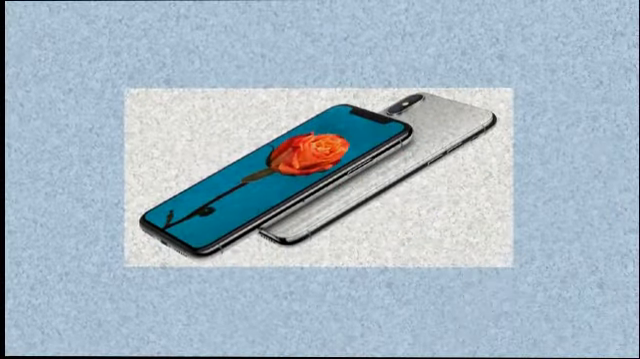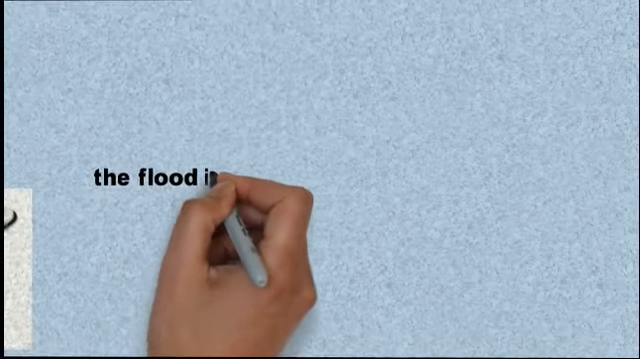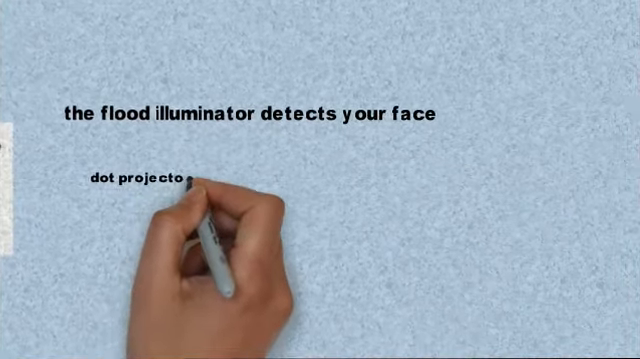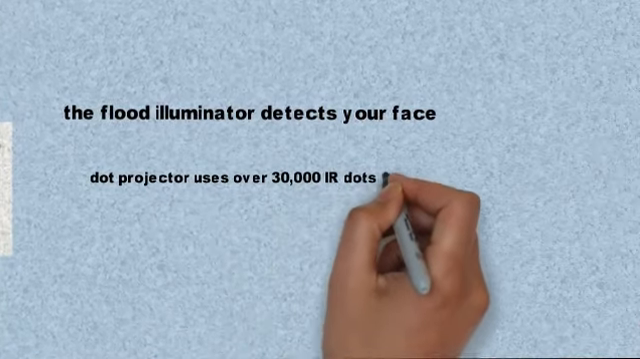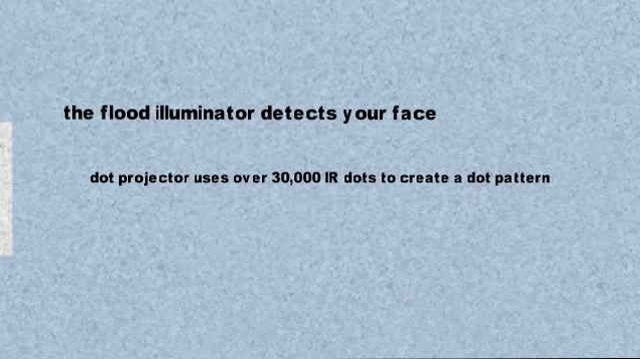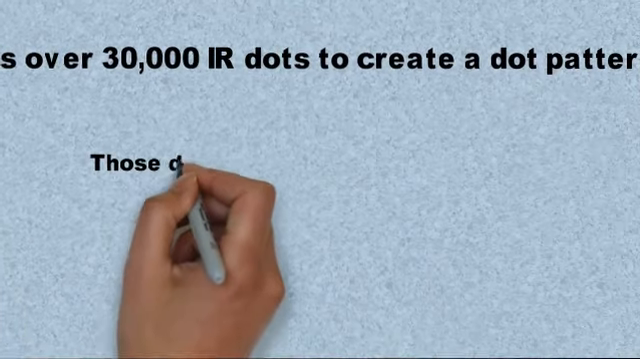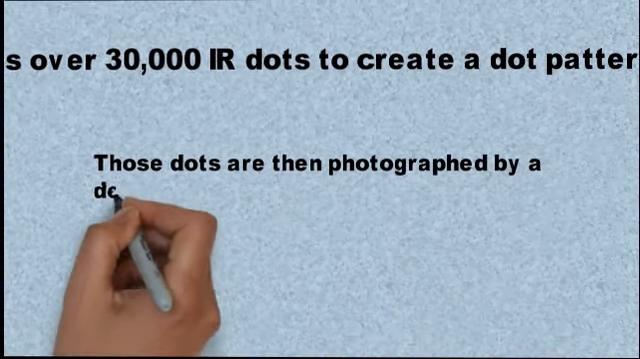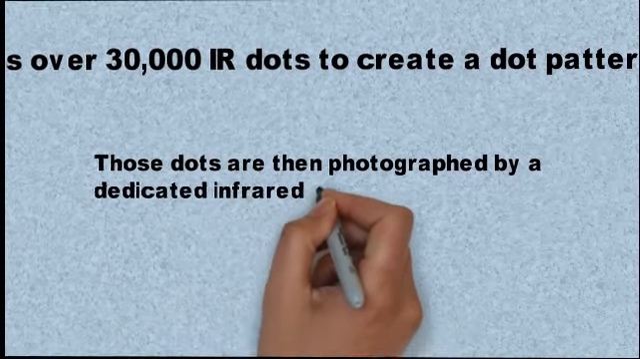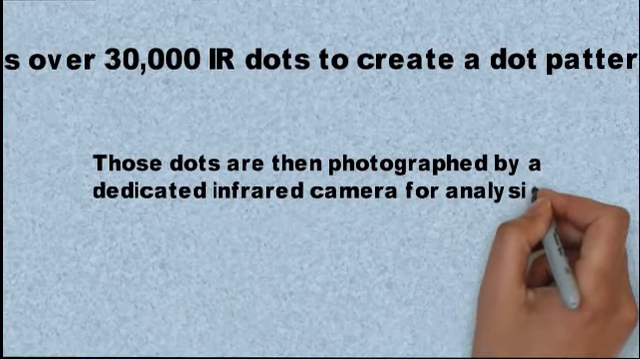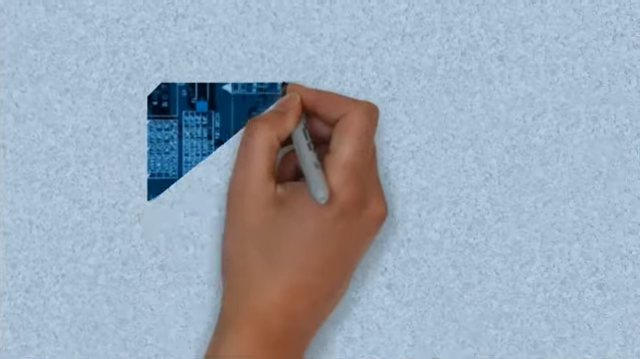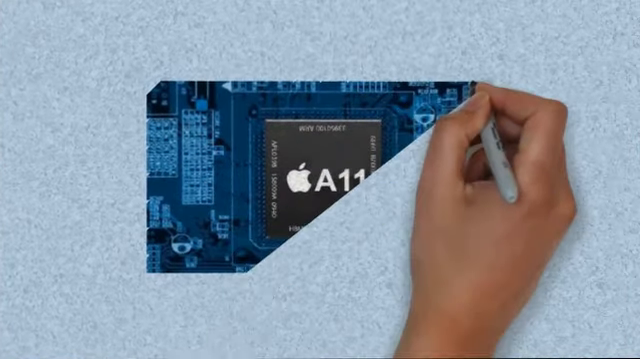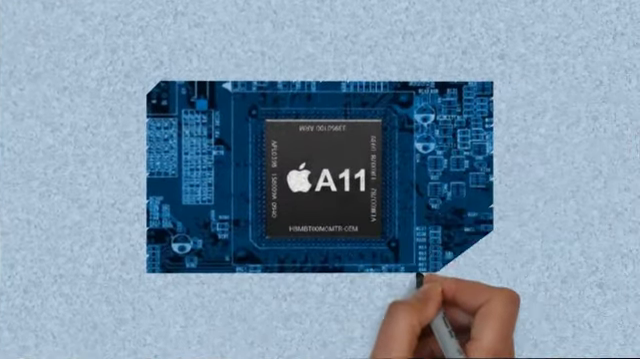Now let's quickly go through the part functions. The flood illuminator detects your face by creating an IR ray which is invisible. The dot projector creates 30,000 dots on the face to sense true depth, and the dots are analyzed and sensed by the IR sensor, which photographs them accompanied by the 7 megapixel selfie camera, and for the analysis part it is sent to the powerful A11 bionic chip.